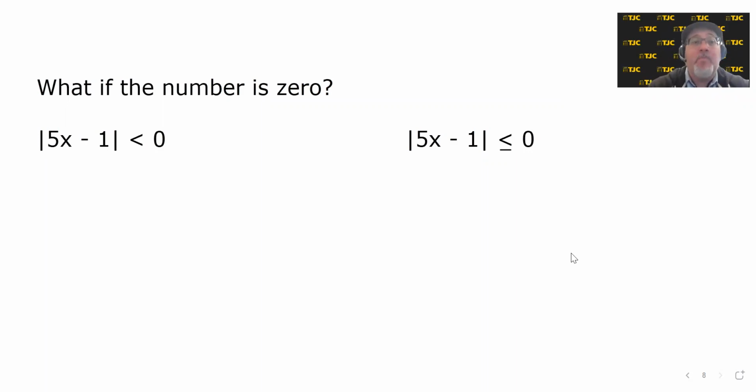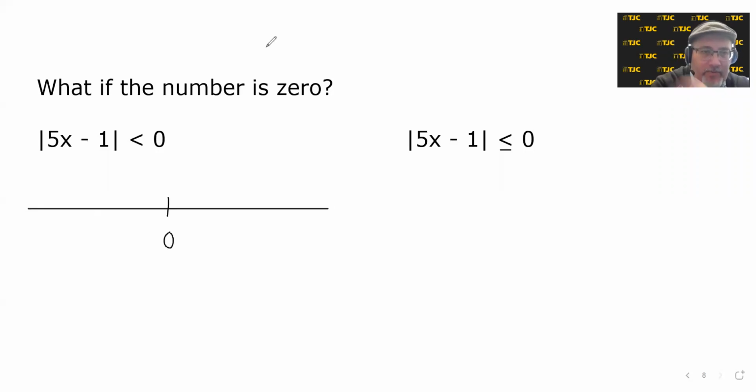Does it matter? Absolutely. Because think about what the first one is asking you for. The first one is saying that this absolute value is to the left of 0 because it says strictly less than. So if I were to draw a number line, put 0 in the middle.